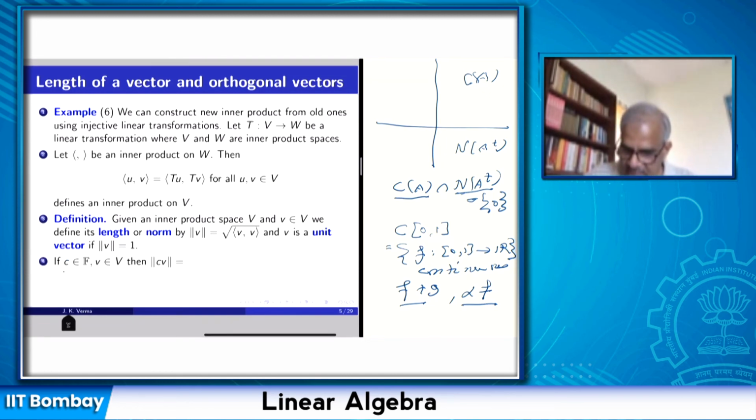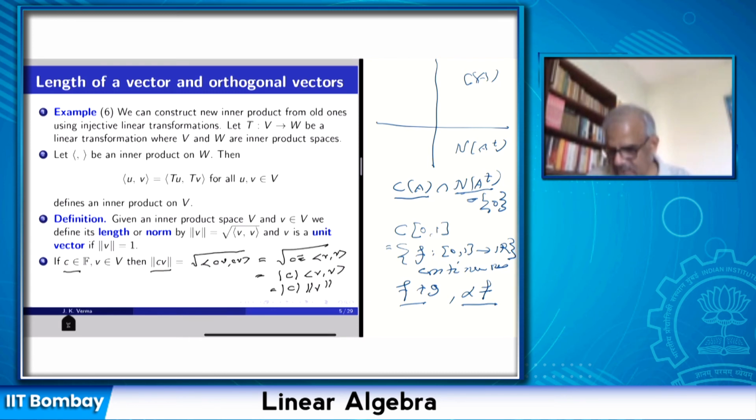So if C is a scalar, then the norm of CV is the square root of CV with CV, which is equal to the square root of C C bar times V with V, and the square root of C C bar is the absolute value of this complex number. So this is the absolute value of C times the norm of V. So when I scale a vector in an inner product space, which could be over reals or complexes, the norm of the scaled vector is the absolute value of C times the norm of the original vector.